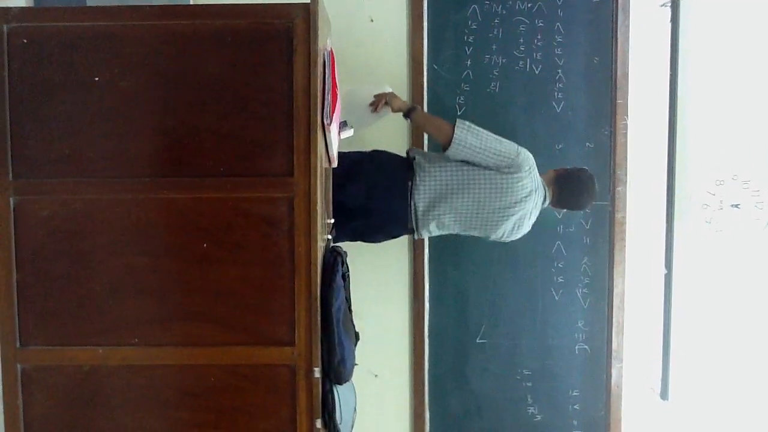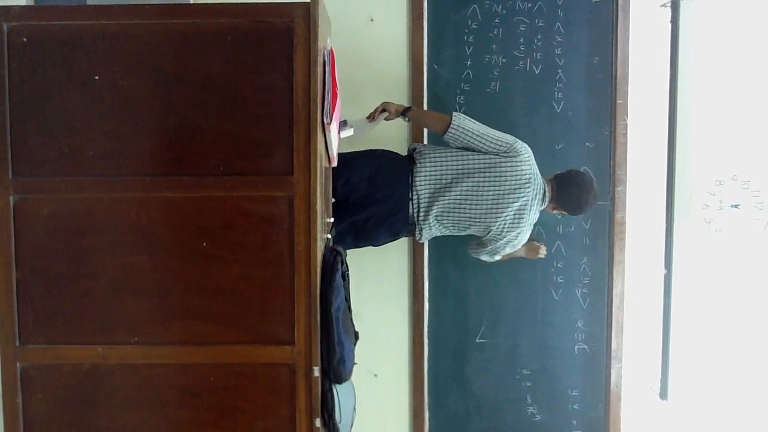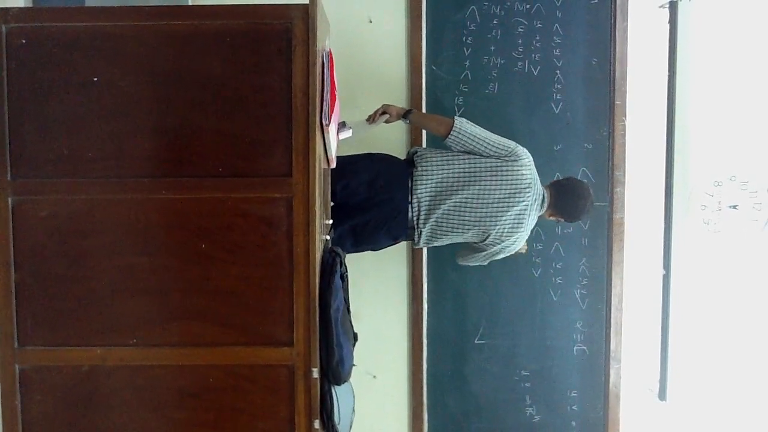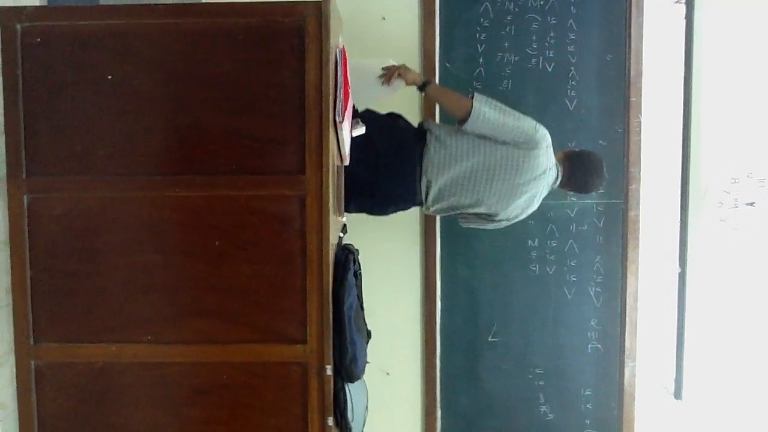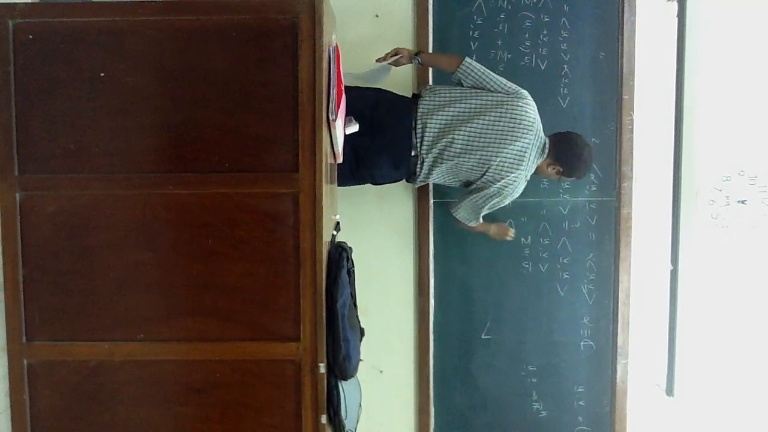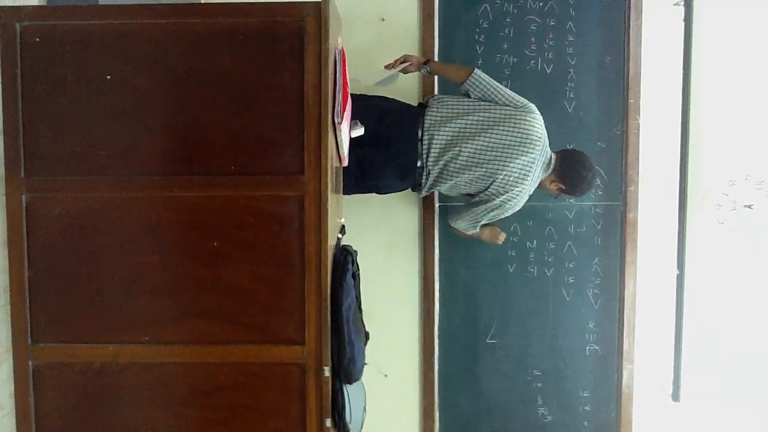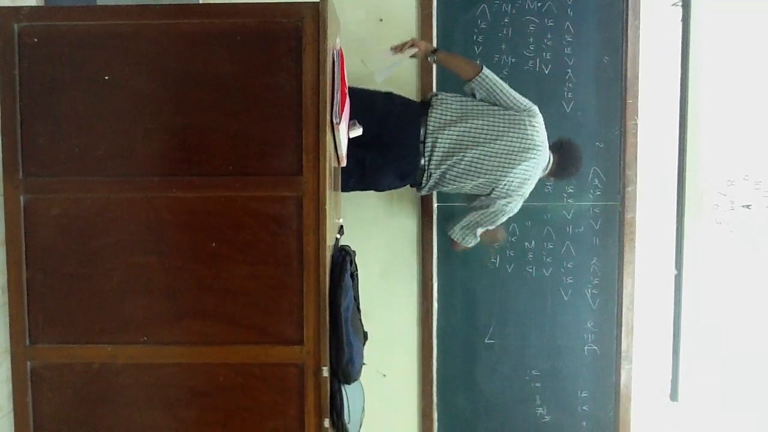No. Left hand side, inner product of U, V, which is summation ui vi bar. Am I correct? Right hand side, inner product of V, U is summation vi ui bar. Are they same?